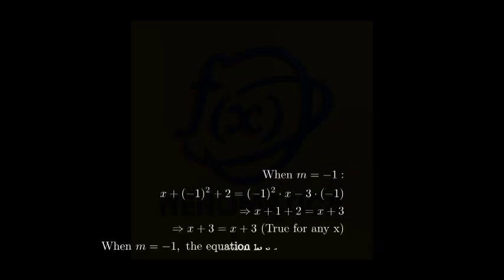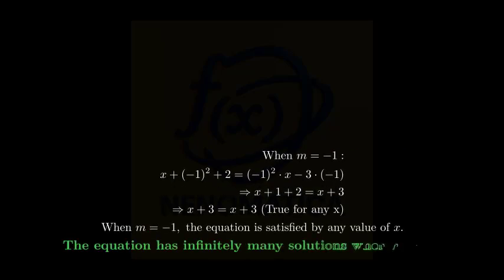If m equals negative 1, our equation becomes x plus negative 1 squared plus 2 equals negative 1 squared times x minus 3 times negative 1. This simplifies to x plus 1 plus 2 equals x plus 3. Further simplifying, x plus 3 equals x plus 3. This is a true statement for any value of x. This means when m equals negative 1, the equation has infinitely many solutions. So our final answer is the equation has infinitely many solutions when m equals negative 1.